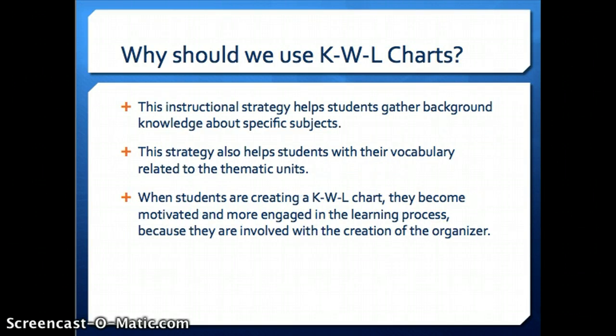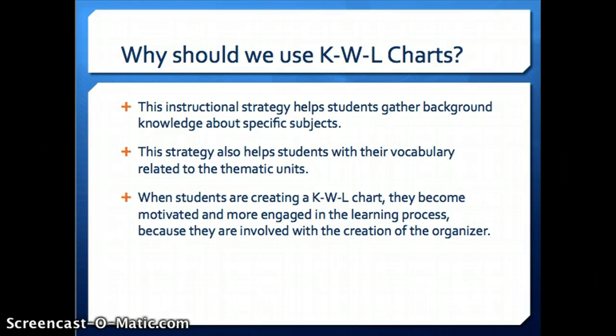Why should we use KWL charts? We should use KWL charts because this instructional strategy helps students gather background knowledge about specific subjects. So when you are up there with them, this is allowing their schema and their background knowledge to come out of what they might know about a topic.